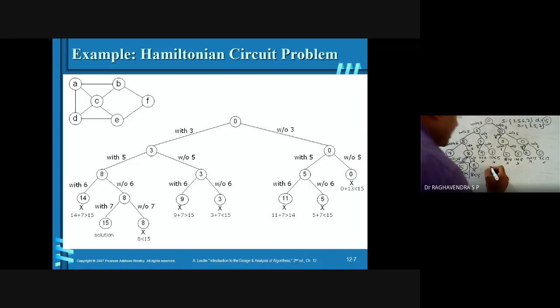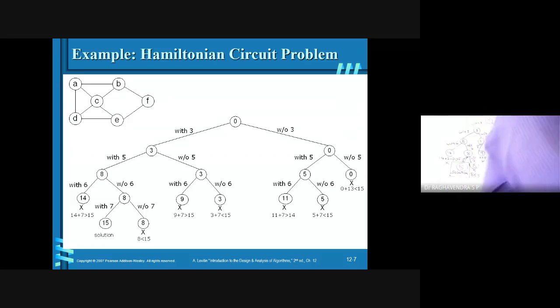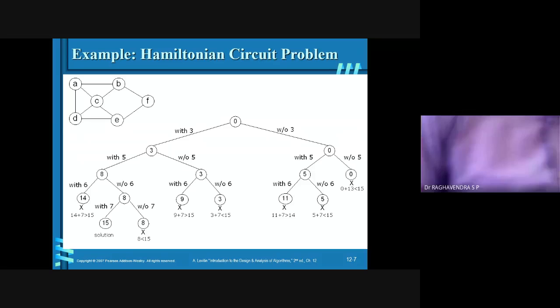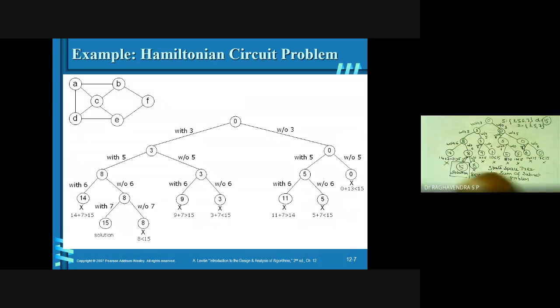So this is once again a state space tree for the sum of subset problem. Okay. So now I'm going to execute the programs of these two. Find out the output version of this.